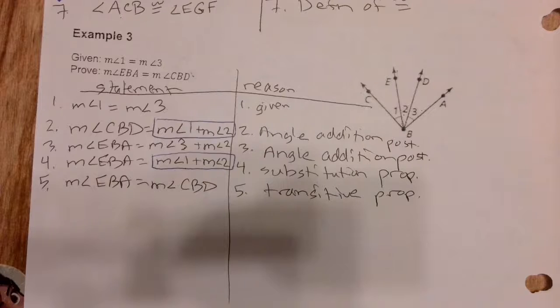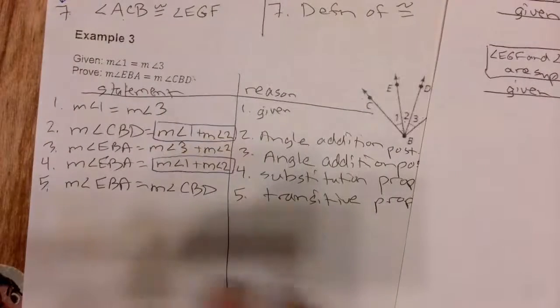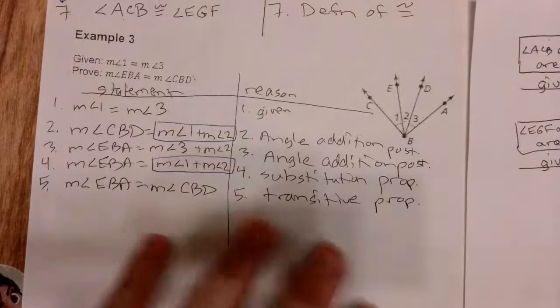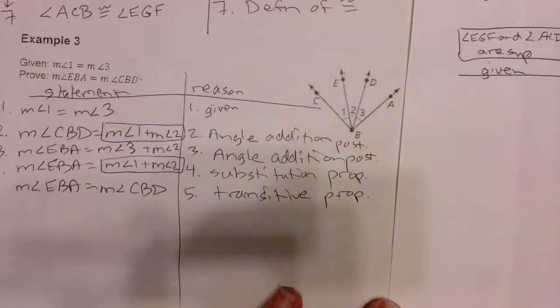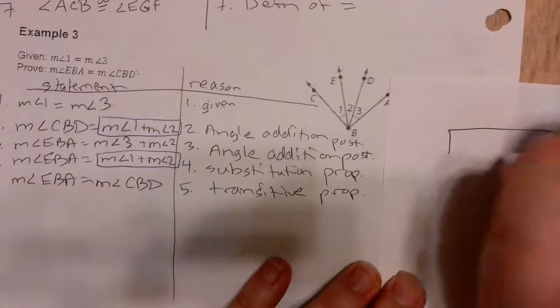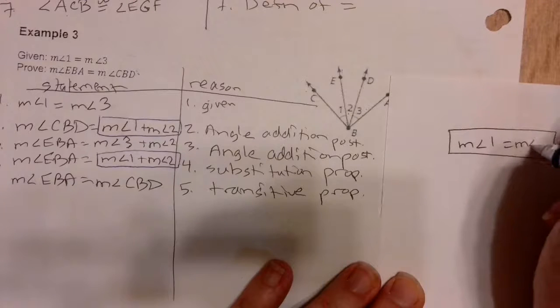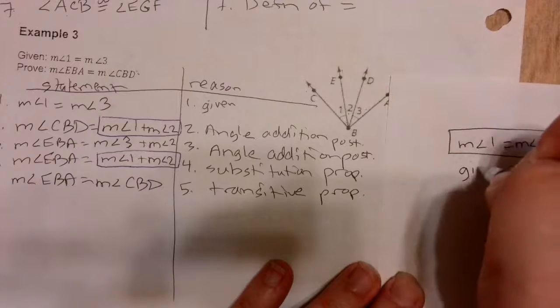Let's do the flow chart for it, and then you can go ahead and work on your homework. So what did I say? You start with a given. So let's see here. Put this over. The given: measure of angle 1 is equal to the measure of angle 3, which was given.